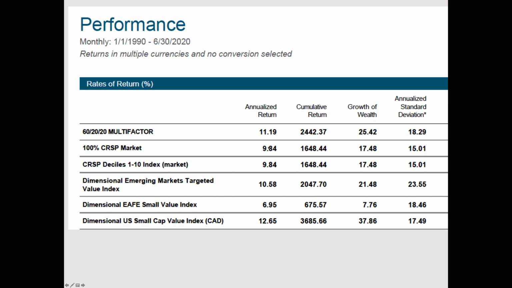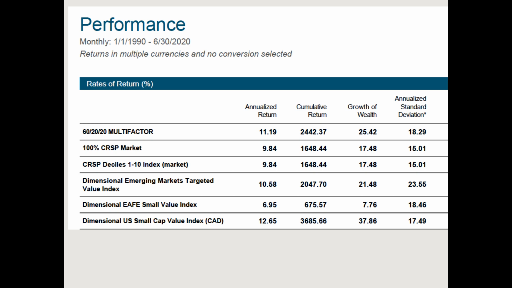Still underperform. But if we were to mix these, if we were to put 60% in U.S. small cap value, 20% in small value EFA, and then 20% in emerging markets targeted value, we create this multi-factor portfolio, we rebalance it monthly, and what we end up with is an annualized return that's much better than the market, about 2.3% better. And instead of our $1 growing to just $17.48, it grows to $25.42. Significant enhancement.